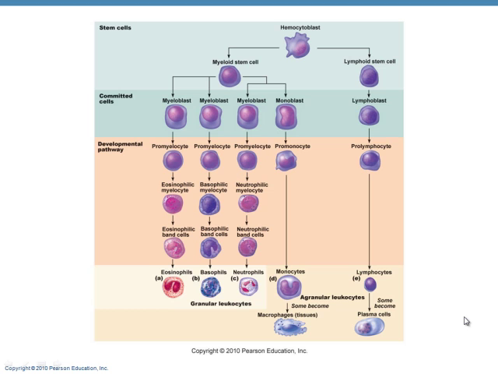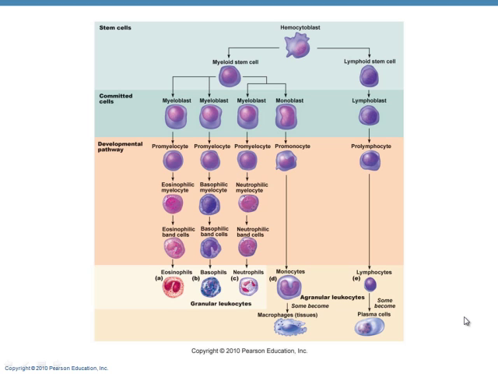Now, different jobs, different functions these guys have, and they're going to be stimulated by different things. What stimulation did I get when I needed to make more red blood cells? It was a hormone, right? Made by who? The kidneys. And what was it called? Erythropoietin.